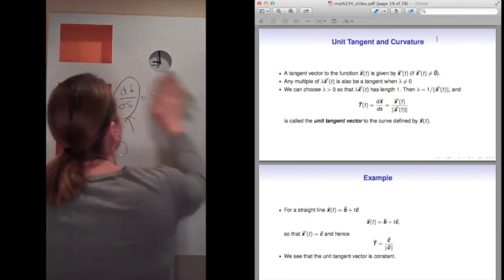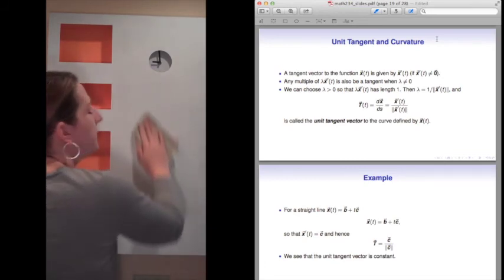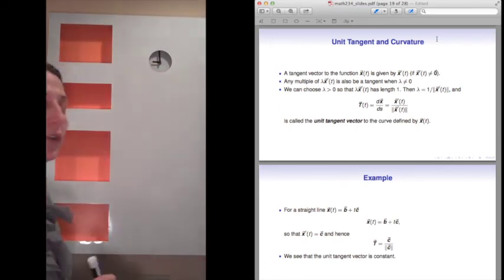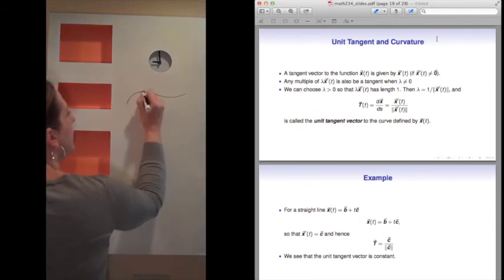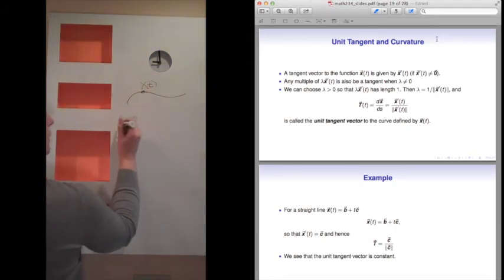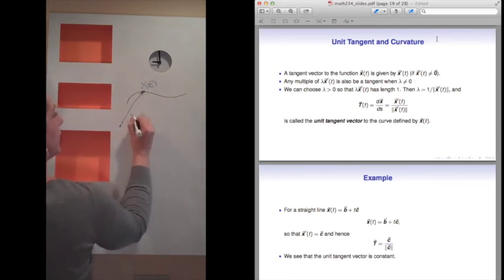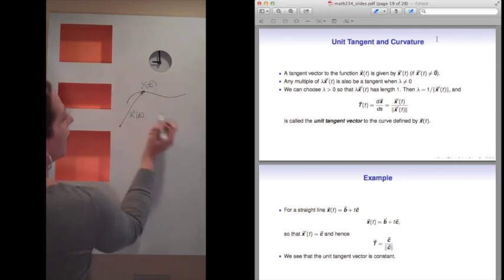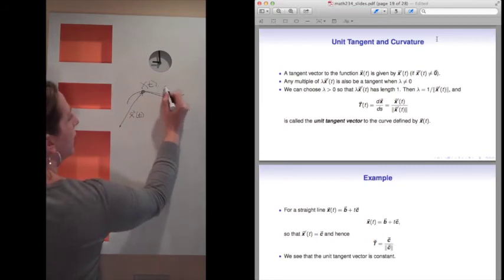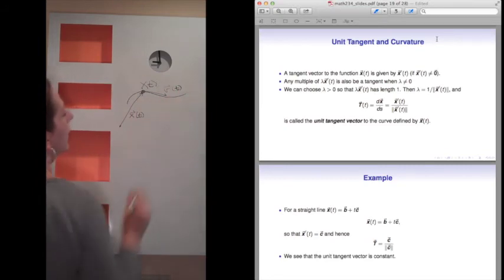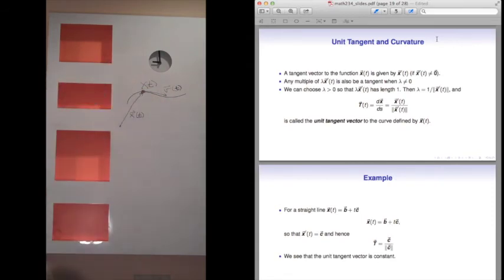So let's move on to curvature. We've learned about position, and this is maybe my position vector. And we've learned about velocity and tangent. So from this curve we have some tangent, and the tangent direction should go in the same direction as the velocity.